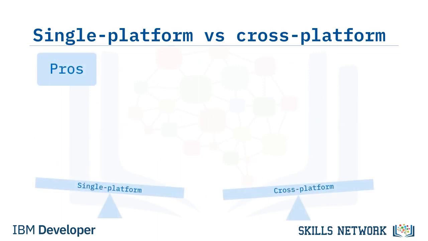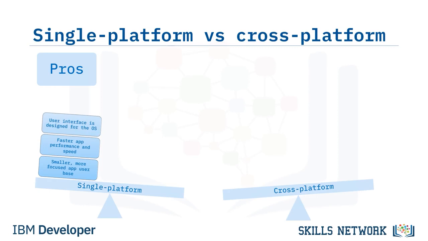Let's look at some single-platform pros first. An advantage of single-platform software is that the software has a smaller, more focused app user base. Single-platform applications have better performance and faster speeds because they are running on their native platform. Also, the programs are normally easier to use because the user interface is designed for one specific OS.